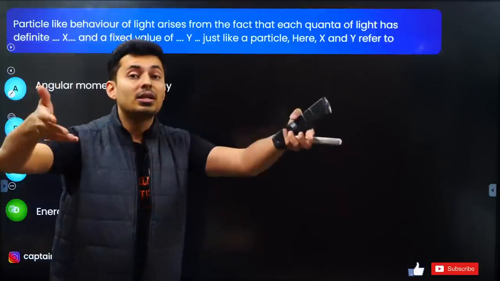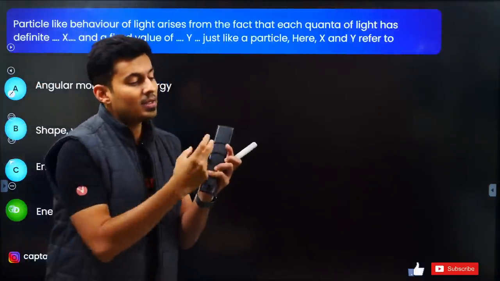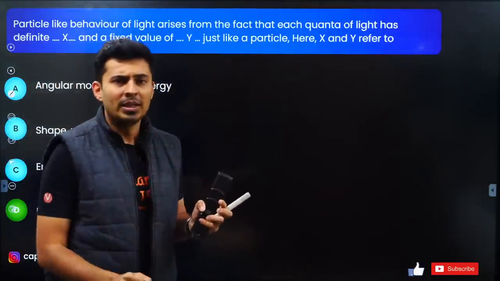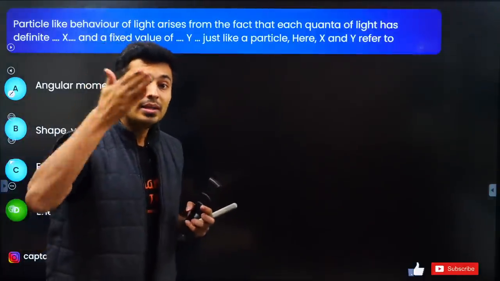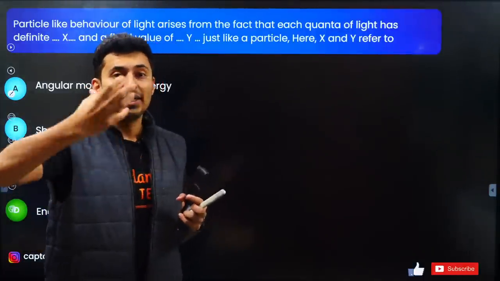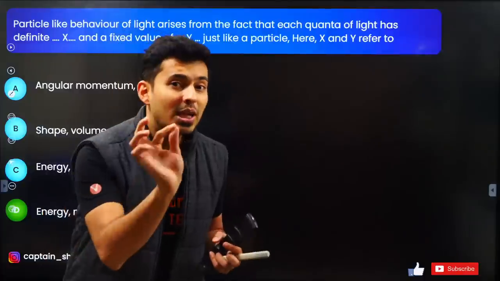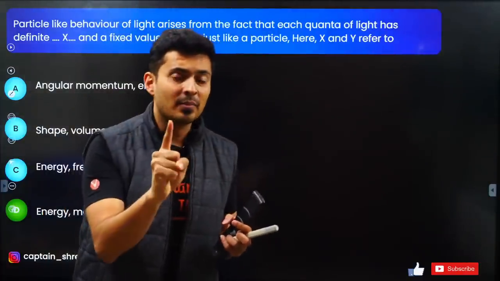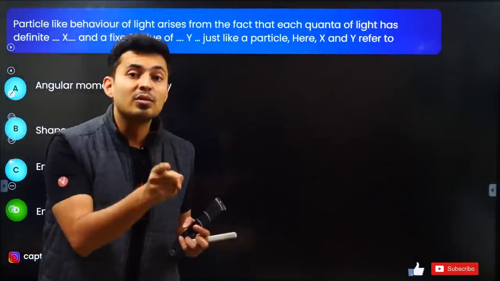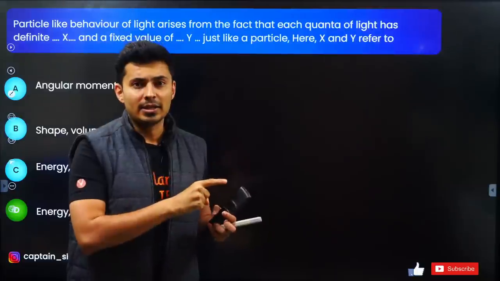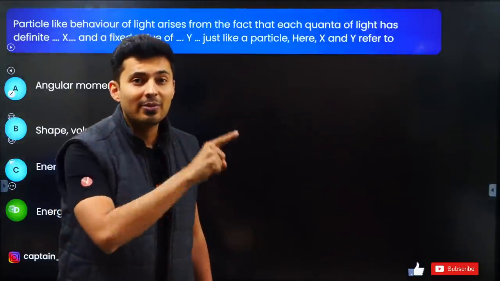But they first understood that each packet has a fixed energy and a fixed momentum. That's what led them to believe that it has particle-like behavior. Because frequency, although it is the same for a packet, is not a particle characteristic. Frequency is a wave characteristic.